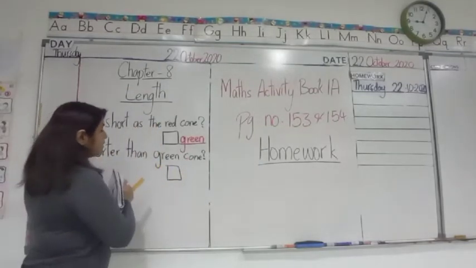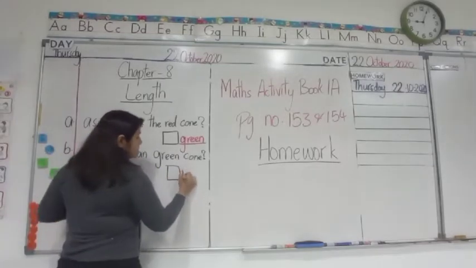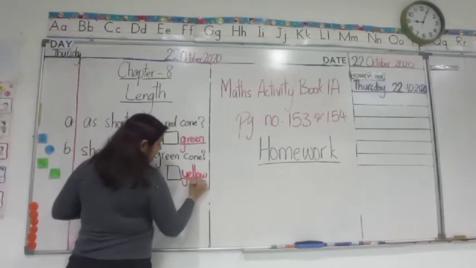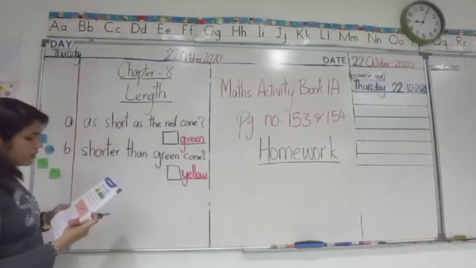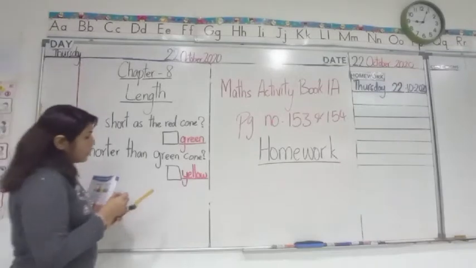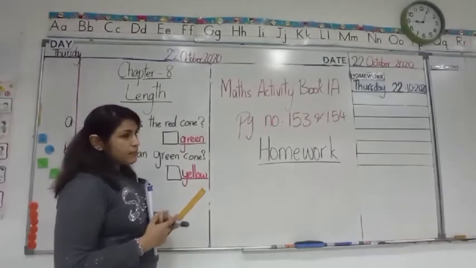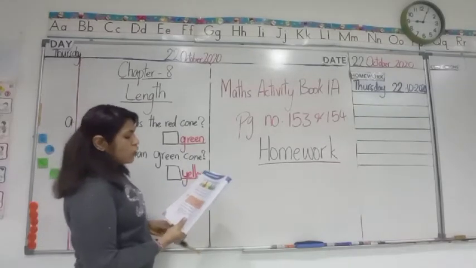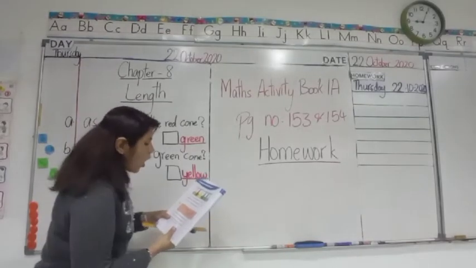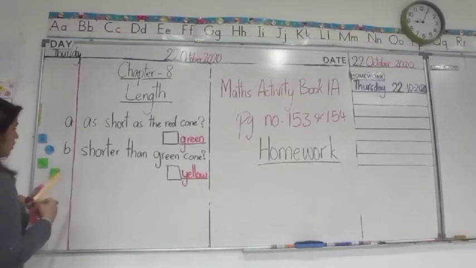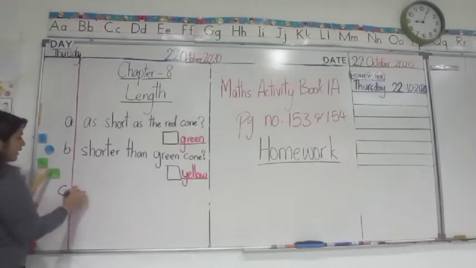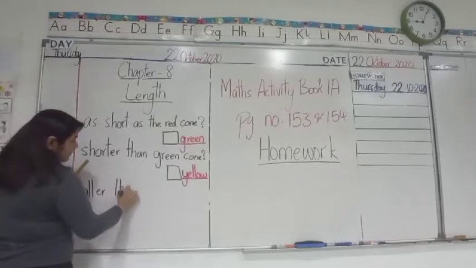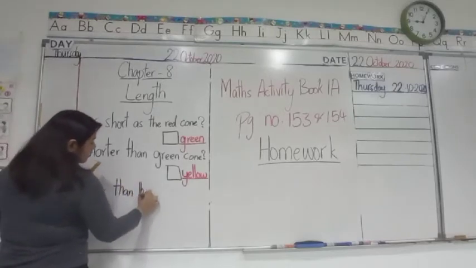So outside the box, write down the spelling of yellow and put it on the line. You can draw the line for neat work. Yellow, Y-E-L-L-O-W, yellow. Next question, which cone is taller than the red cone?